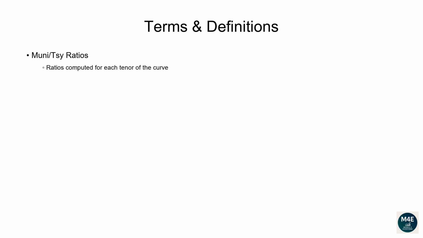What do we mean with muni-treasury ratios, and why are they important? First off, ratios are computed for each tenor of the curve. This means we compute the 1-year ratio by dividing the 1-year tax-exempt muni yield by the 1-year treasury yield. Same thing for the 2-year ratio, 5-year ratio, etc. Why do we compute ratios? They are one way portfolio managers and traders use to measure the relative value between municipal bonds and treasuries.